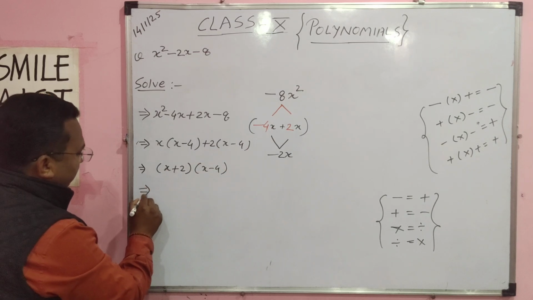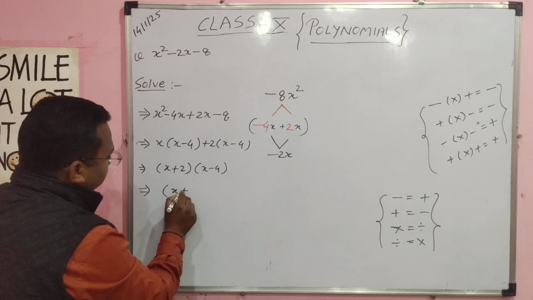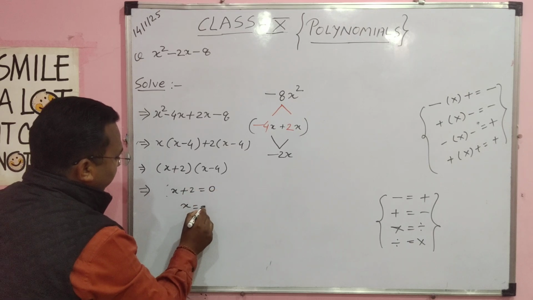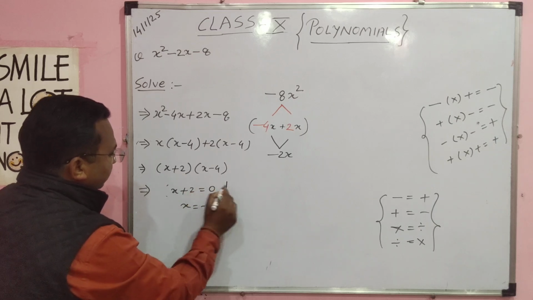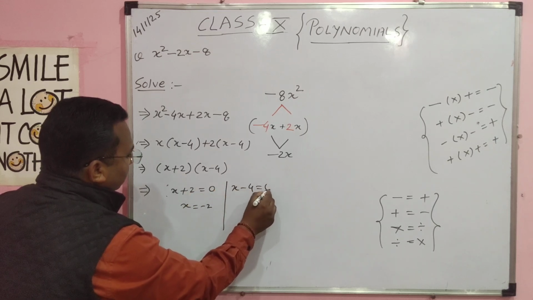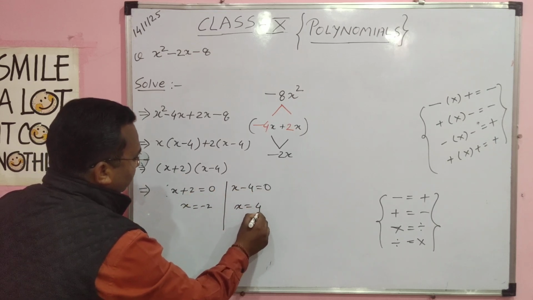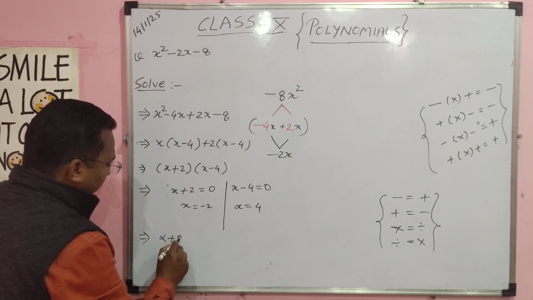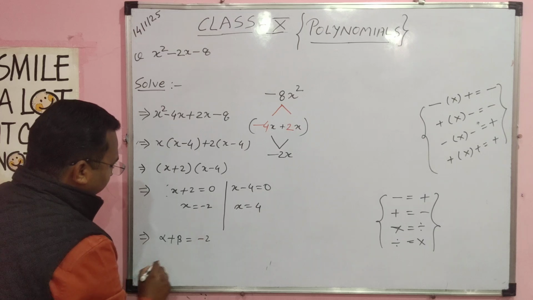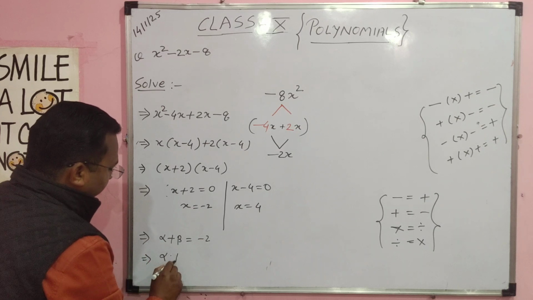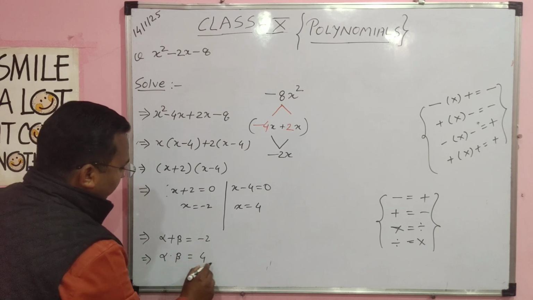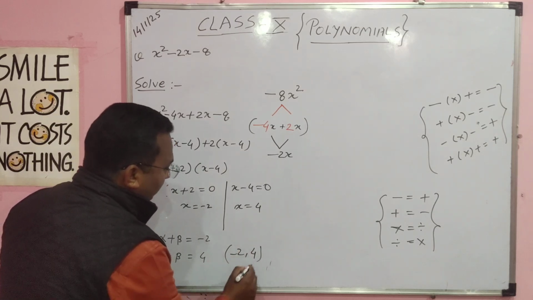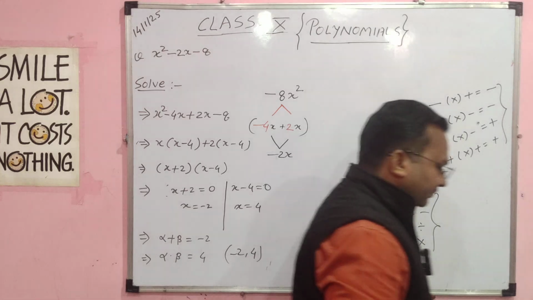So our zeros are: x plus 2 equal 0, so x equal minus 2. Next, x minus 4 equal 0, so x equal 4. So the zeros are alpha plus beta equal minus 2 and alpha into beta equal 4, and we also write here minus 2 and 4. Clear, understand or not.